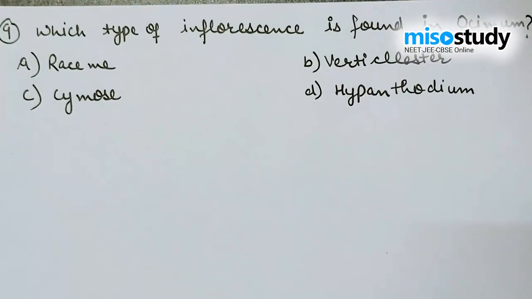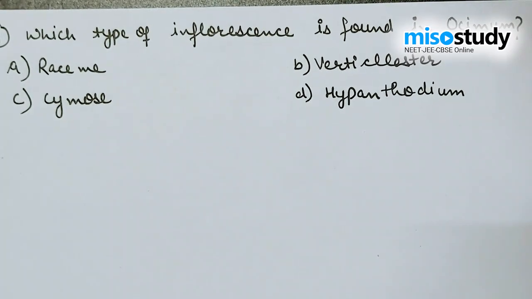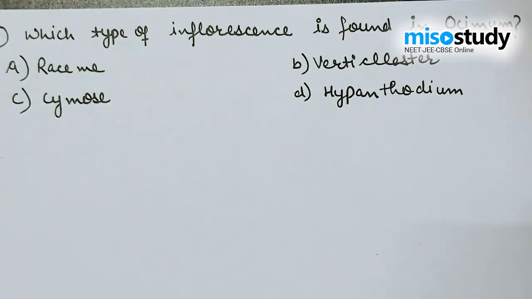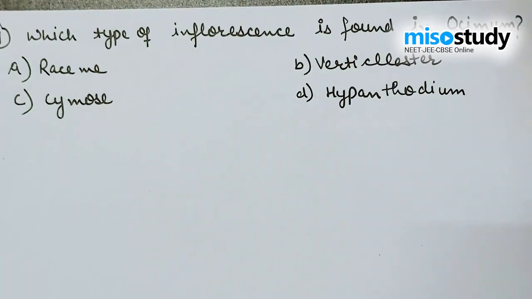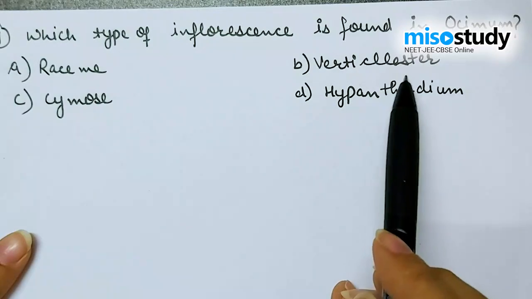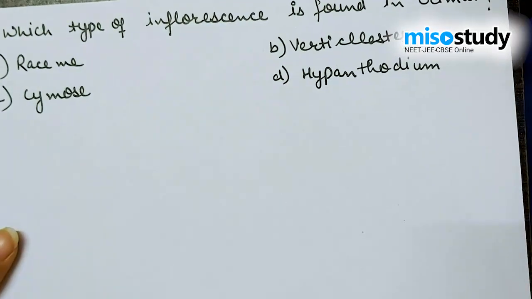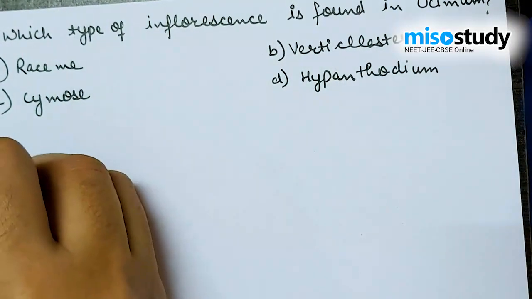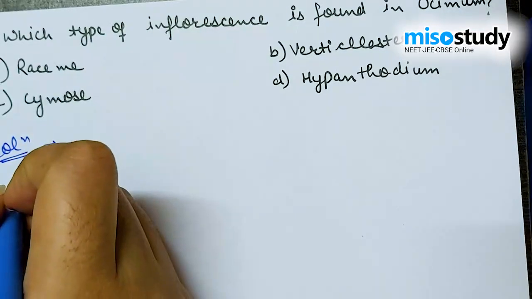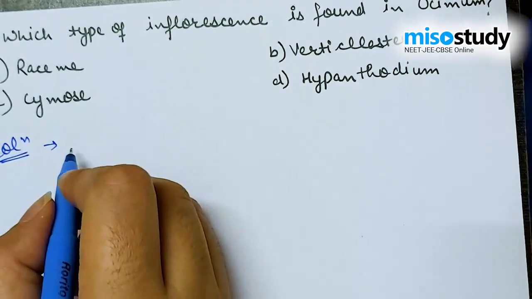From the Morphology of Flowering Plants: which type of inflorescence is found in Ocimum? As we all know, Ocimum sanctum is the botanical name for tulsi. The options are A, Raceme; B, Verticillaster; C, Cymose; and D, Hypanthodium. When we discuss inflorescence, it is the arrangement of flower parts on the axis.